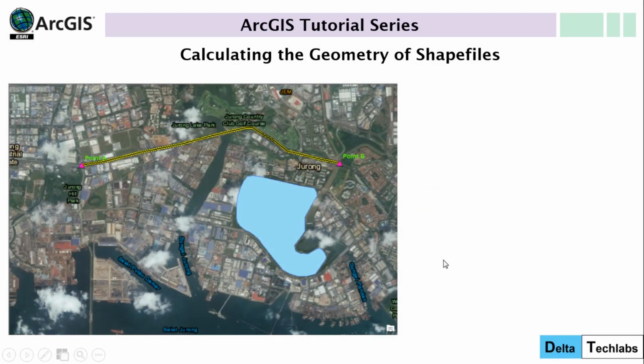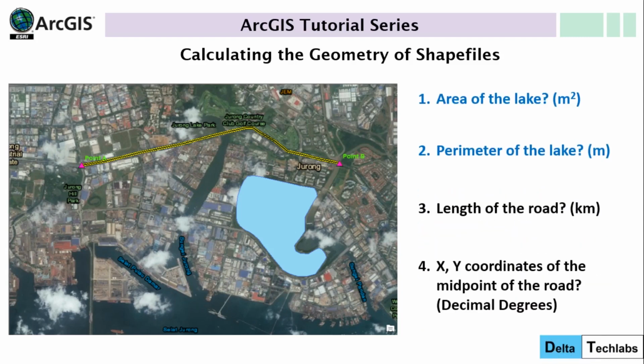For this tutorial, I have selected an area in Singapore, and through this tutorial, I'm going to show you how to calculate the geometries by answering these four simple questions. How to calculate the area of this lake, how to calculate the perimeter of this lake, how to calculate the length of this road which starts from point A up to point B, and finally how to obtain the XY coordinates of the midpoint of the road. We are going to perform all these calculations using ArcGIS. So let's get started.